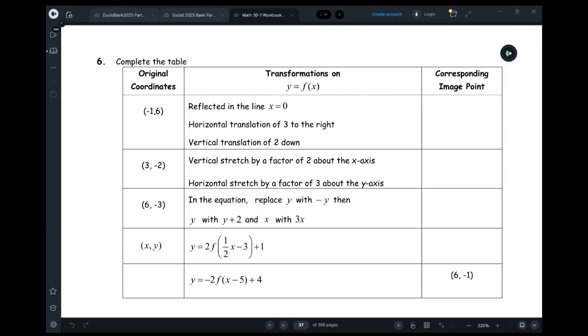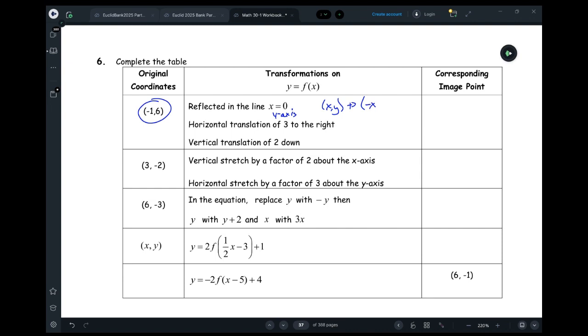So now in this example here, we're going to complete the table. So we're going to take, in the first row here, the point -1, 6. We're going to reflect it in the line x equals 0. So really what we want to do is follow the image point, what they're giving us here. So reflected in the line x equals 0. Bear in mind, x equals 0 is the y-axis. So that means x is going to change signs.